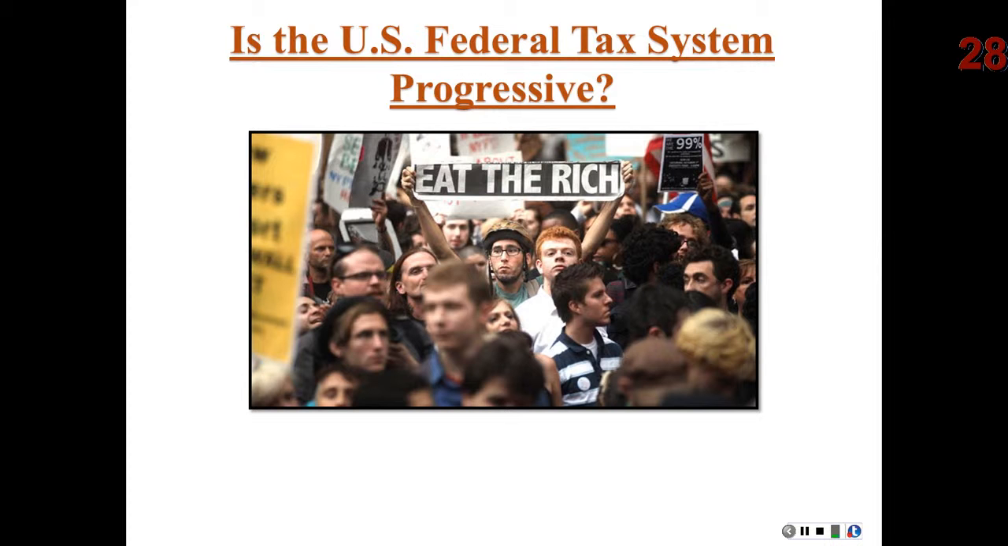Federal tax system progressive? Because you have different movements like Occupy Wall Street. You've seen there are other think tanks out there that sometimes claim not only that our tax system should be more progressive, but actually that our tax system is not progressive. So what does the data say?